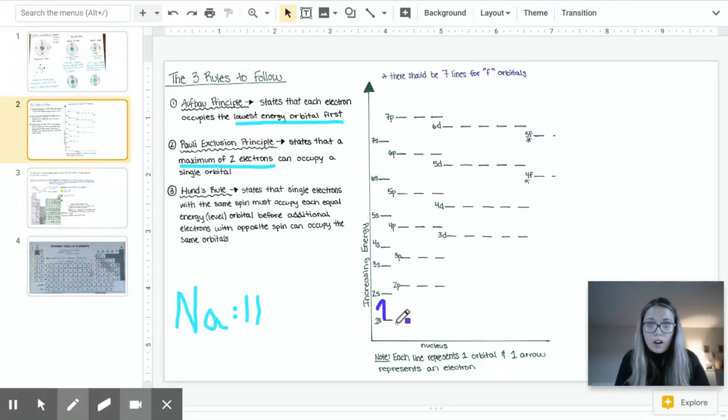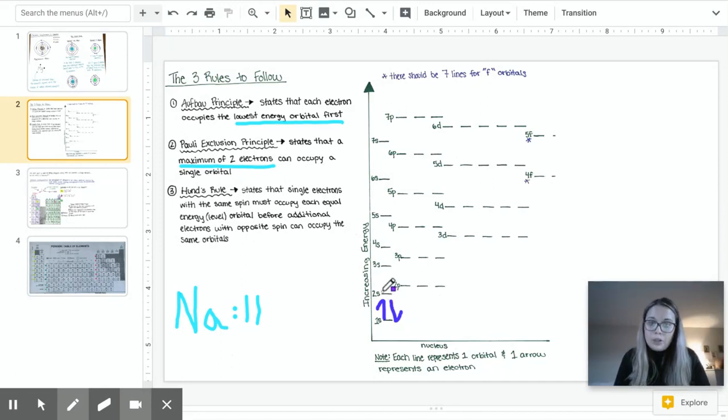Are there any other lines that I can fill up for the 1s? No. So that's Hund's rule. Now we're going to go to Pauli's rule and have 2 electrons max on this one line. A line equals an orbital. Okay, so we got 2 electrons accounted for. Note that the half arrows represent an electron.